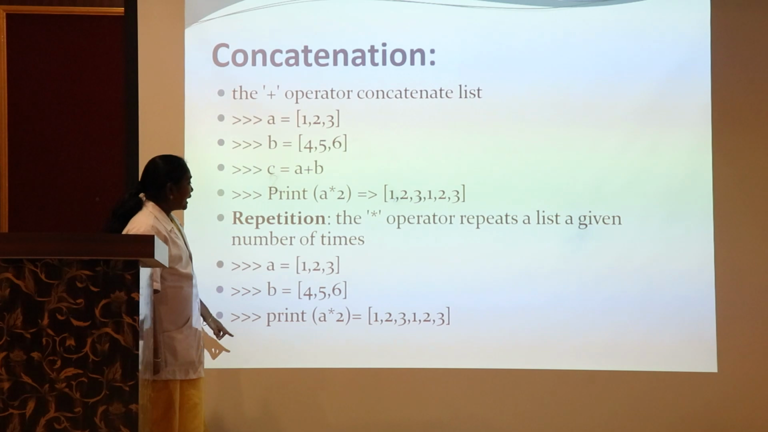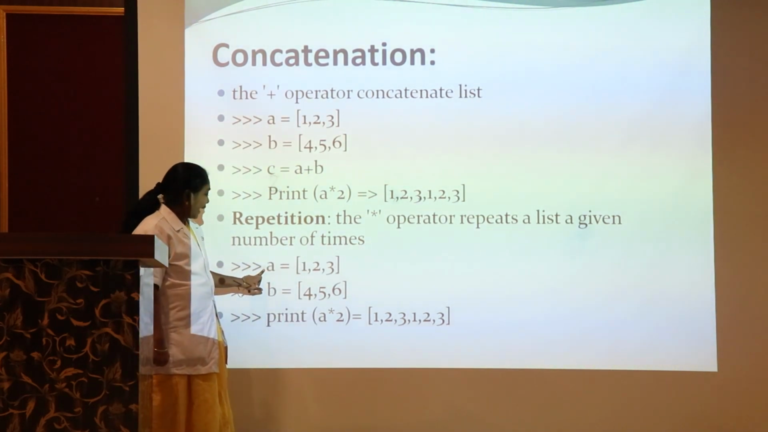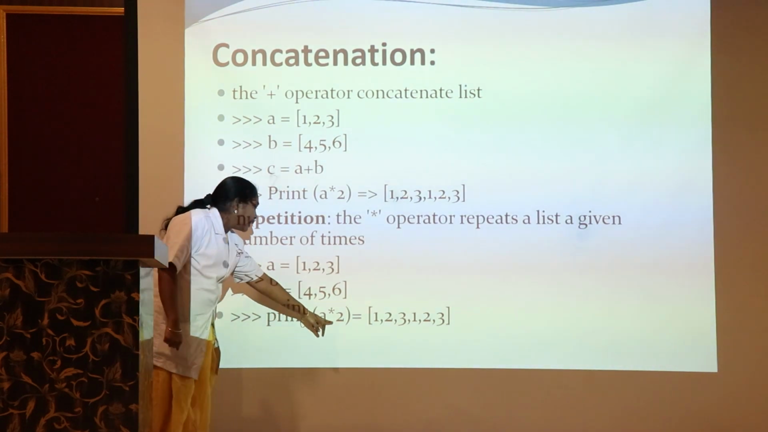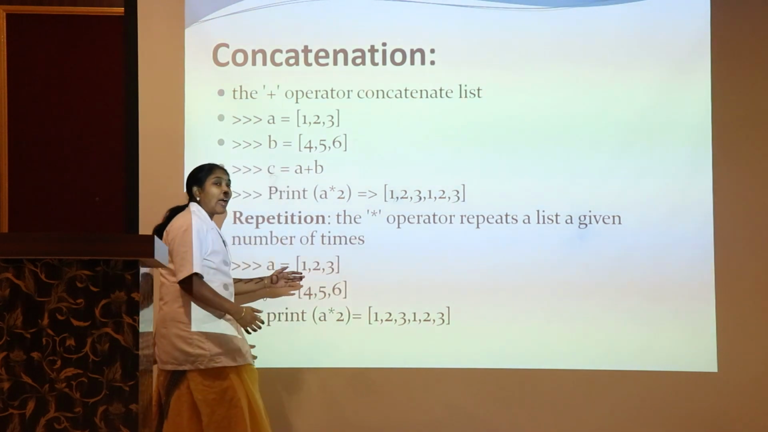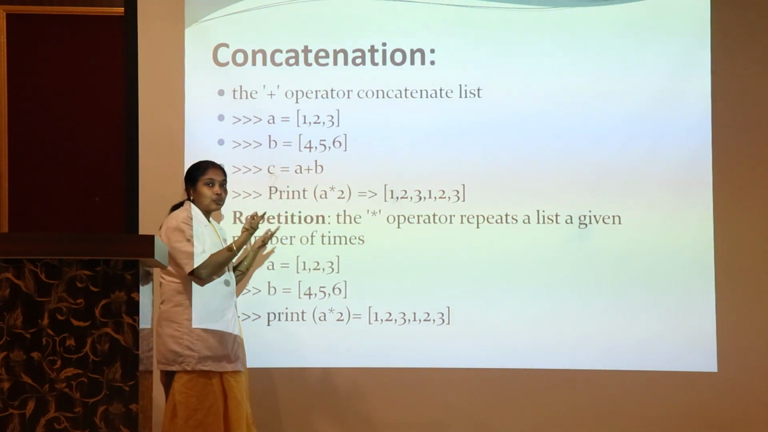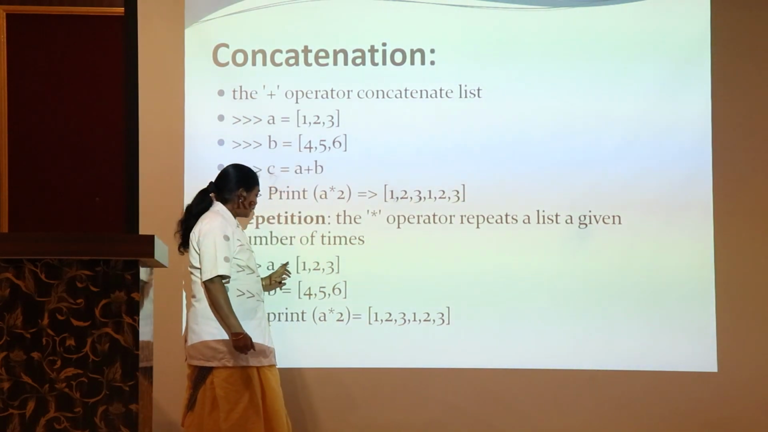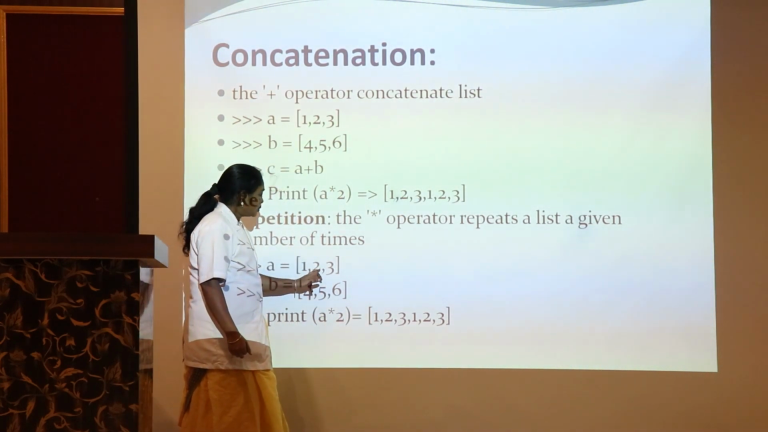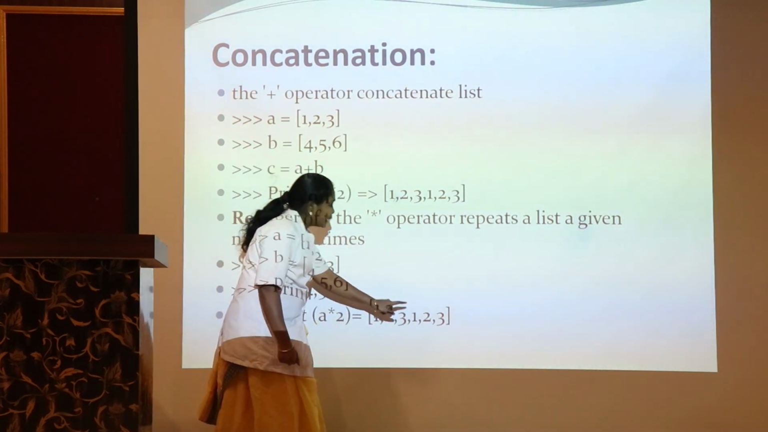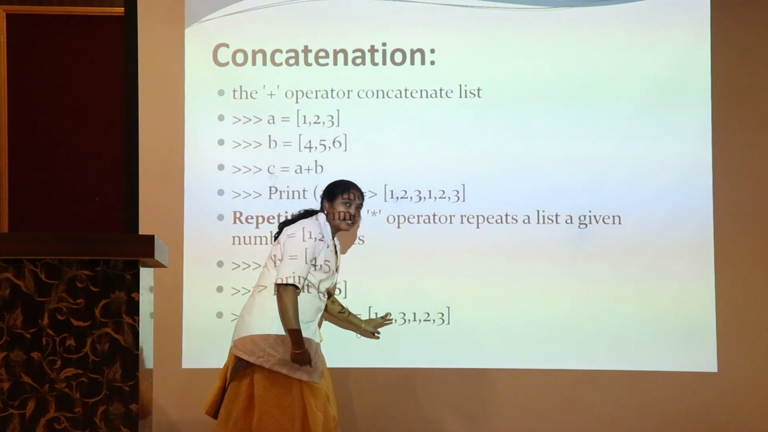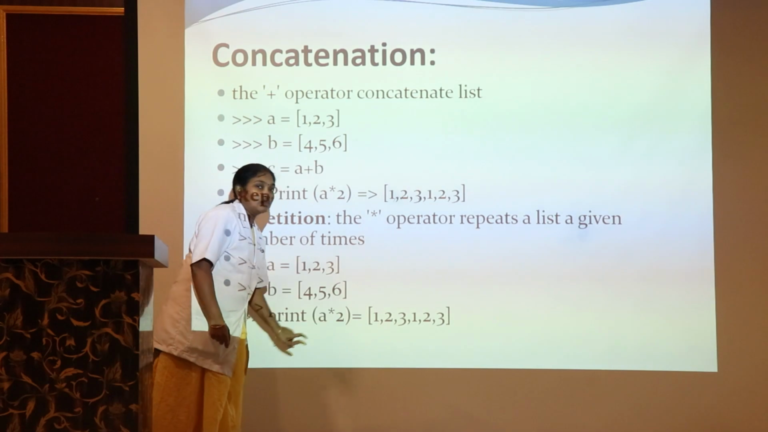Next I assign the values to the list A. Repetition means the list values are repeated 2 times. The list A is 1, 2, 3, and then another 1, 2, 3. There are 2 copies, so it is repeated 2 times.